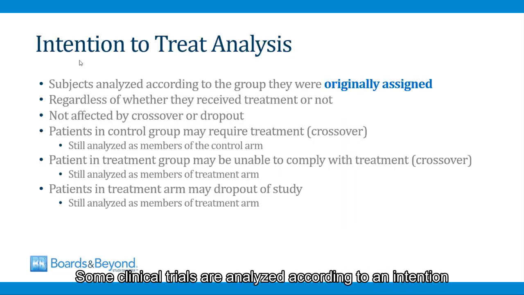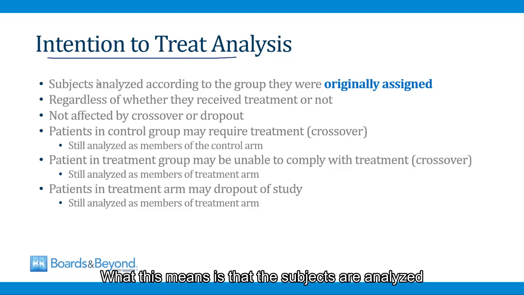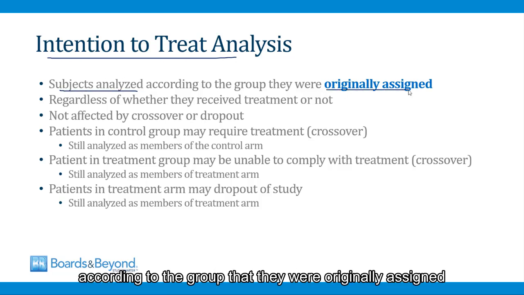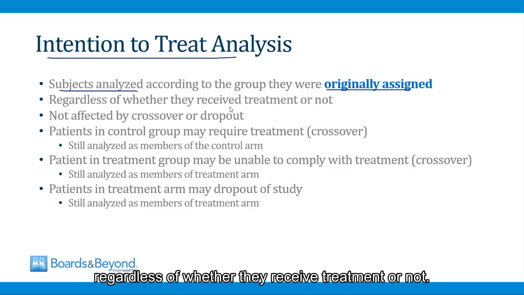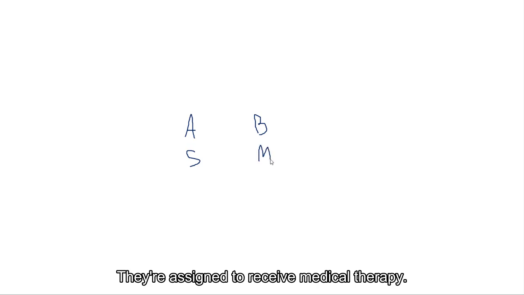Some clinical trials are analyzed according to an intention to treat analysis. What this means is that the subjects are analyzed according to the group that they were originally assigned, regardless of whether they received treatment or not. Let's imagine we conduct a clinical trial of a new surgical procedure for cancer. We assign half the patients to Group A, they're assigned to receive surgery. The other half is assigned to Group B, they're assigned to receive medical therapy.